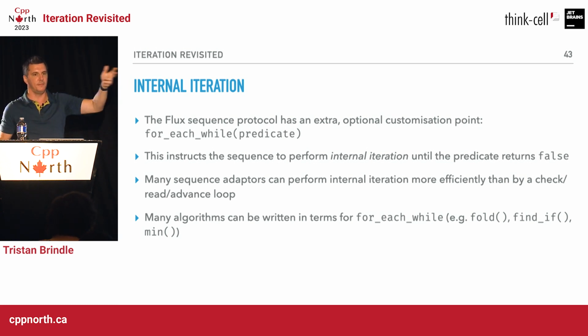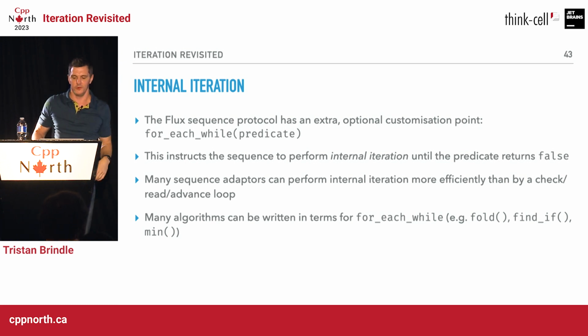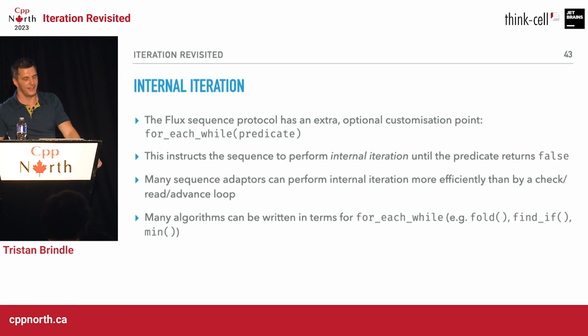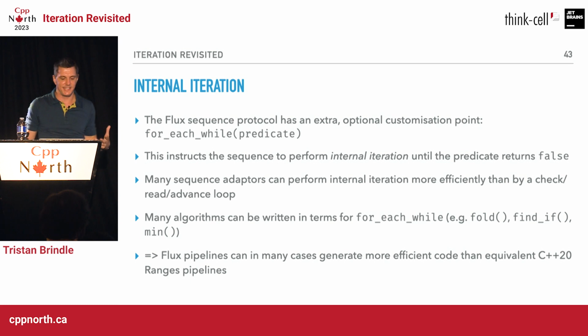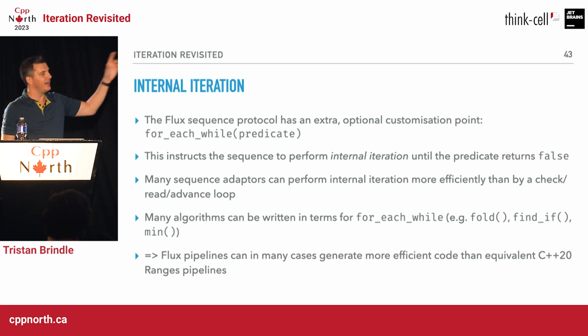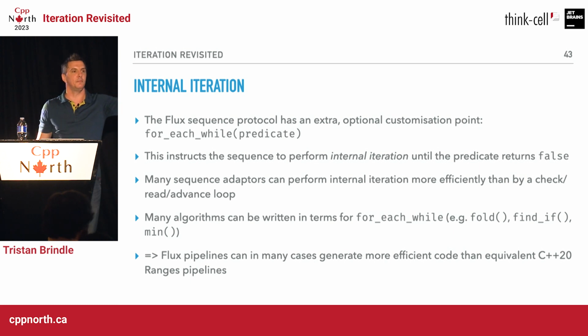Fold, find if, min, max, all, any, none, loads and loads of algorithms you can write in terms of this for each while primitive. So if you combine these two things, then in many cases, Flux pipelines can generate more efficient code than the equivalent C++20 ranges pipeline.